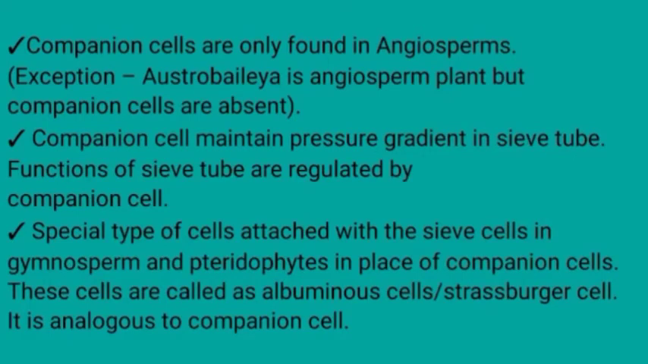Special type of cells are attached with the sieve cells in gymnospermic plants and pteridophytes in place of companion cells. These cells are called albuminous cells or Strasburger cells. These albuminous cells are analogous to companion cells. Remember, albuminous cells are present in gymnosperms and pteridophytes instead of companion cells, but these albuminous cells are analogous to companion cells.